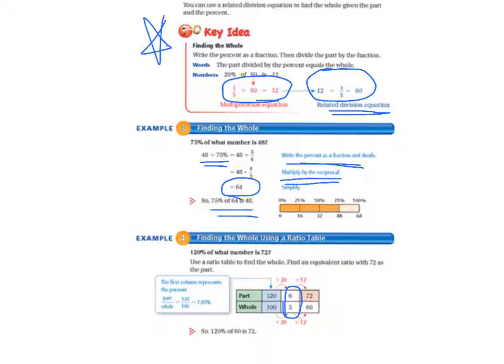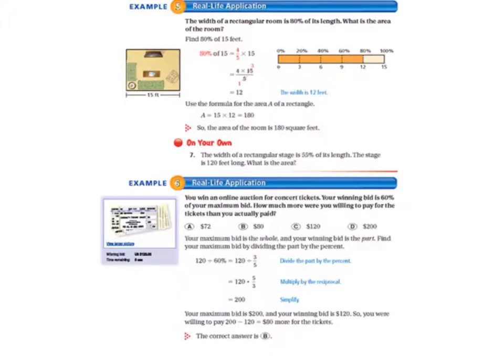And then we're going to multiply by 12 because that will get us to 60 on the bottom, which is what we want, and 72 on the top. So 120% of 60 is 72.